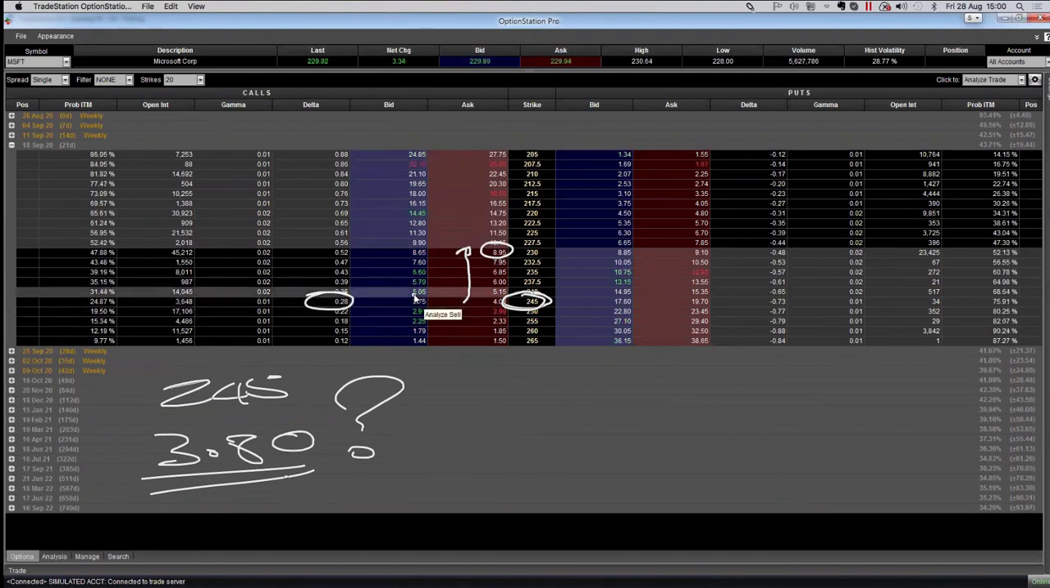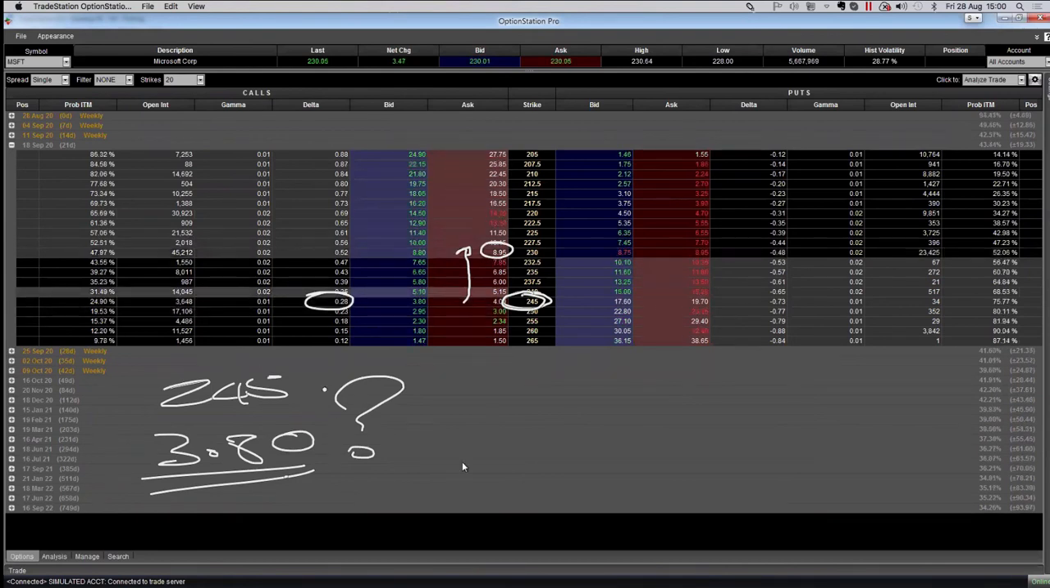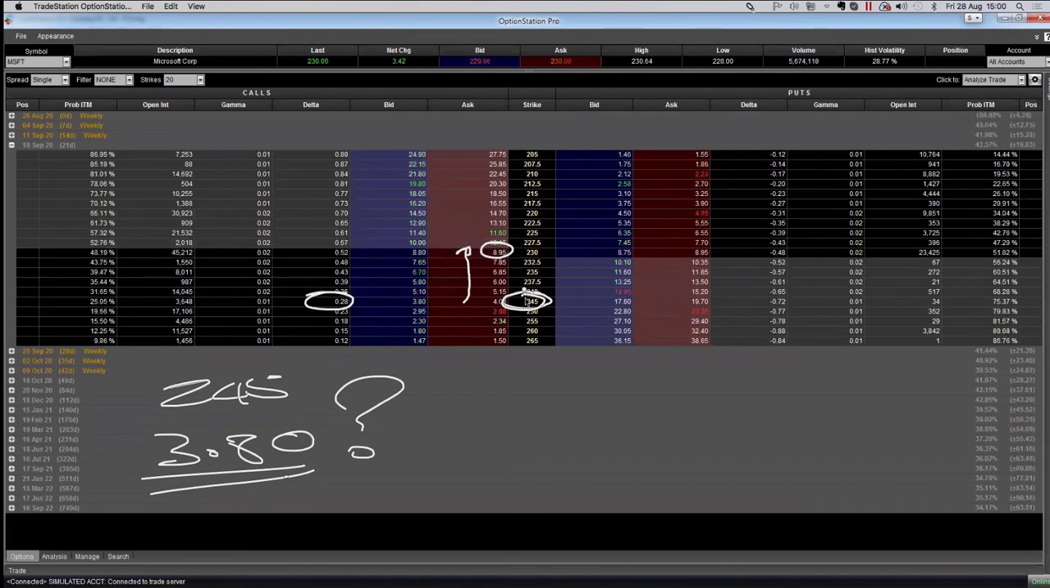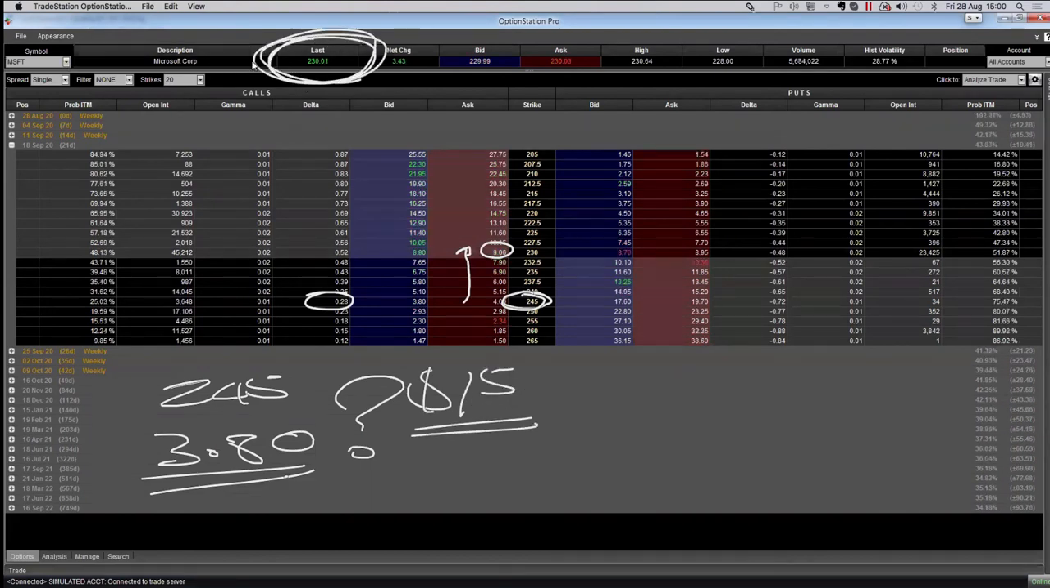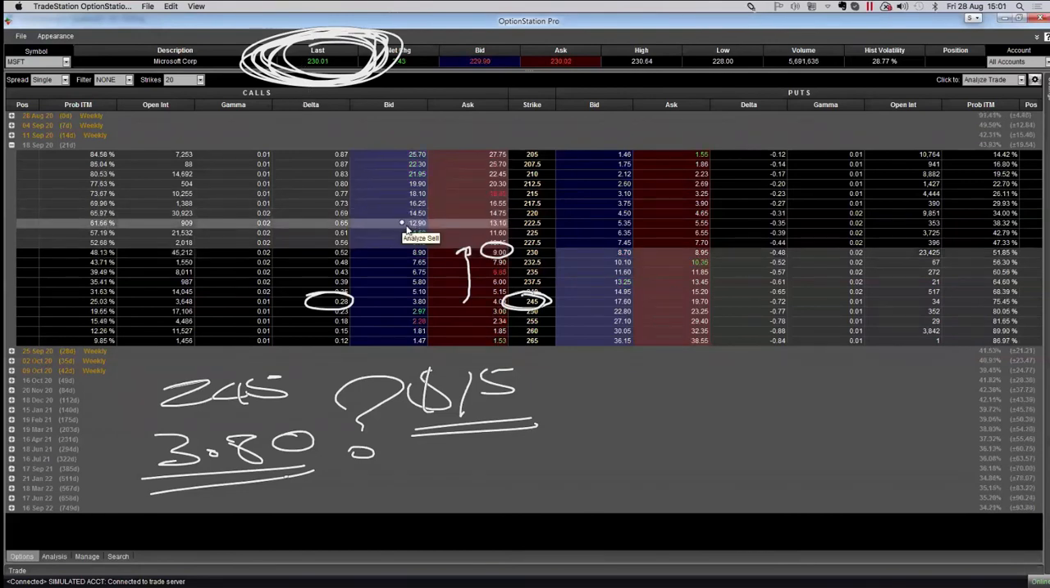There's obviously a little bit of time decay. I'm just doing the back of the envelope here. But if the stock price goes from 230 to 245, which is a $15 move on a $230 stock, let me throw the question out. Do you think that Microsoft could move $15 in the next 20 days?